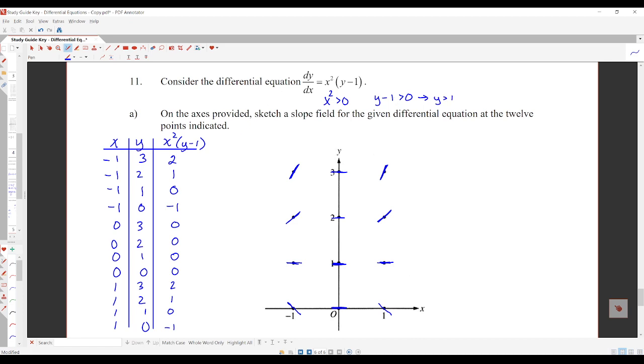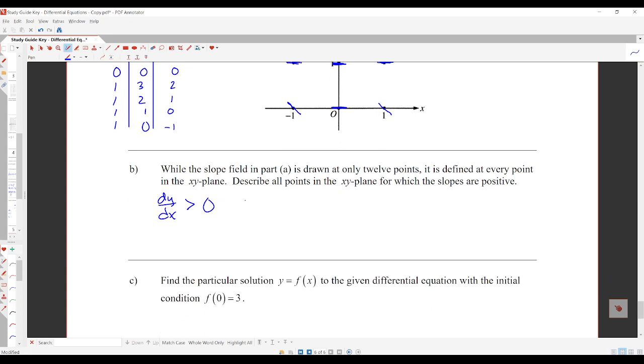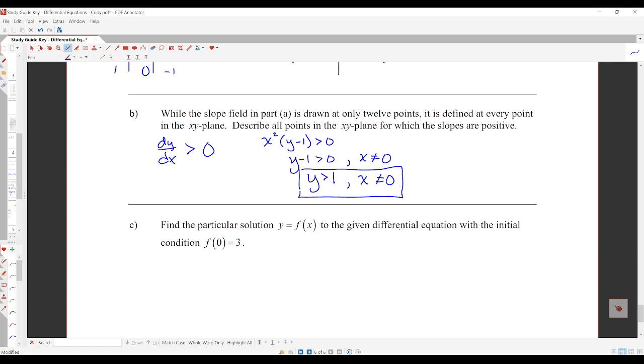Okay. Now we do also have to consider this, that if x is 0, we do get a slope of 0, which is not positive. So then what we can say is, I'm just going to write this again down here, x squared times y minus 1 is positive when y minus 1 is positive, which means y is greater than 1, but x is not 0. And so that would be the case. So it's everywhere above the x-axis except on the y-axis.